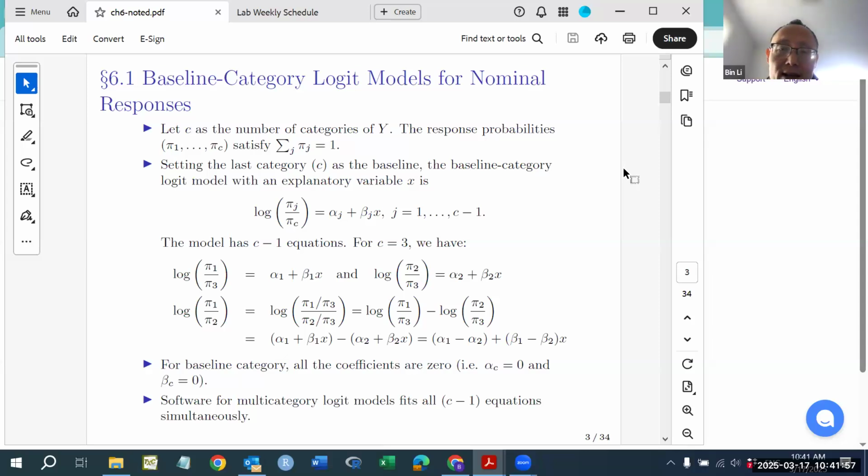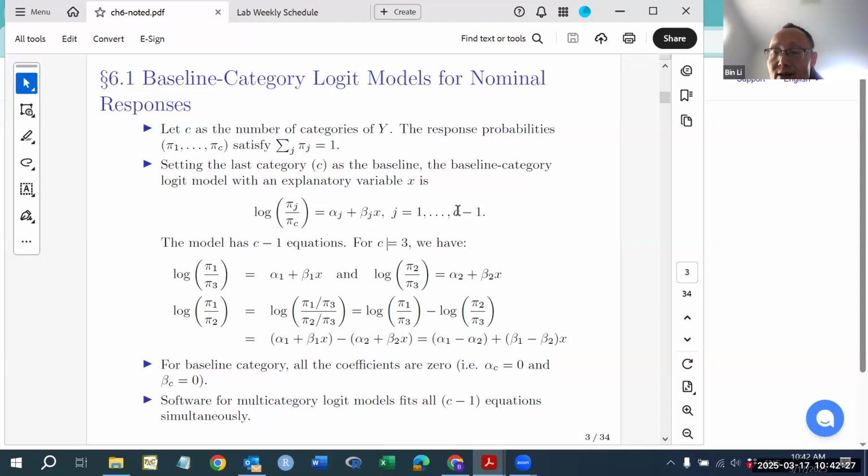So the baseline category Logit model with just one explanatory variable X is this one, right? It's the log odds, just like logistic regression, equal to alpha j plus beta j x. And here j ranges from 1 through C minus 1.